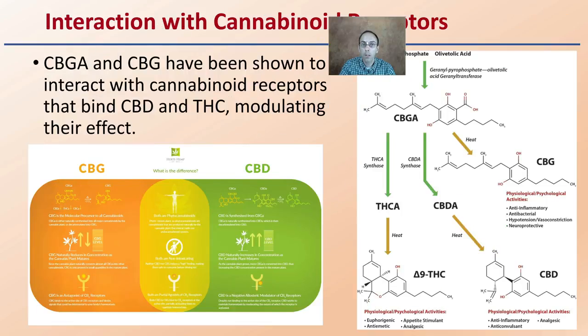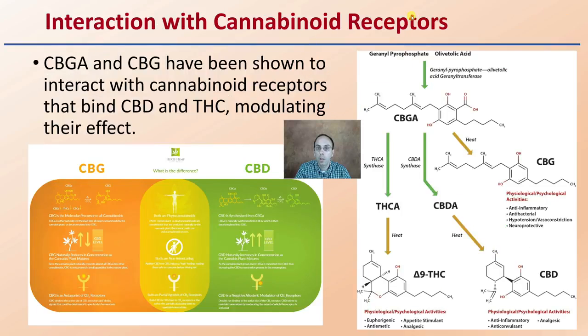So the interaction of the cannabinoids and the receptors is important. CBGA and CBG have been shown to interact with cannabinoid receptors that bind to CBD and also THC, modulating their effect. So this could also potentially get into competing with effects of other cannabinoids based on how they bind to specific receptors in the body. This is why research needs to be done to better understand these potential interactions as well as binding steps.